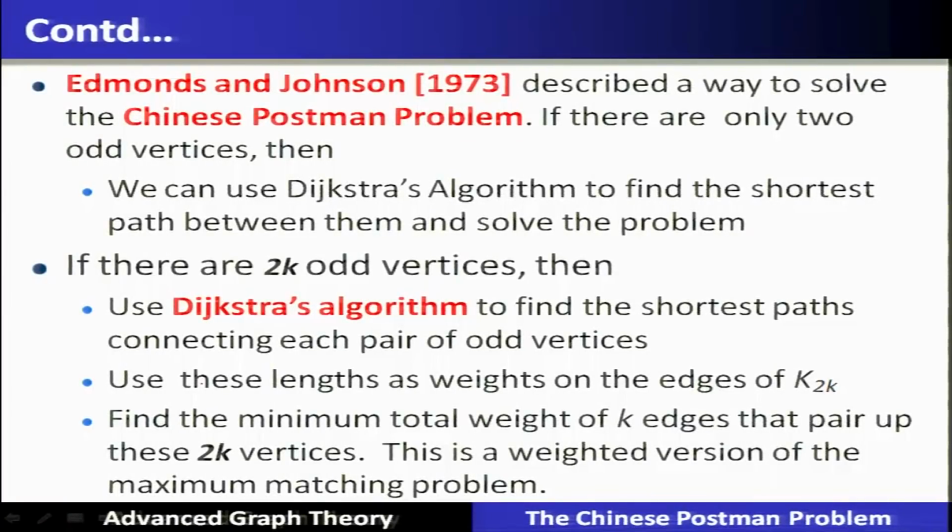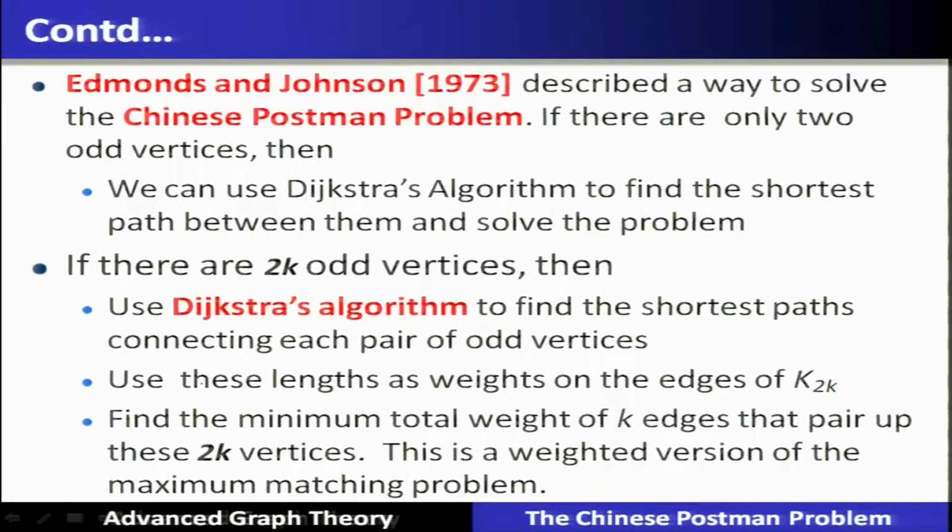If there are only 2 odd vertices, then we can apply Dijkstra's algorithm to find the shortest path between them and solve the problem. Now, if there are 2k odd vertices, then use Dijkstra's algorithm to find shortest paths connecting each pair of odd vertices. Use these lengths as the weights on the edges of these 2k odd vertices and find the minimum cost weight of k edges that pair up these 2k vertices. This is the weighted version of the maximum matching problem.